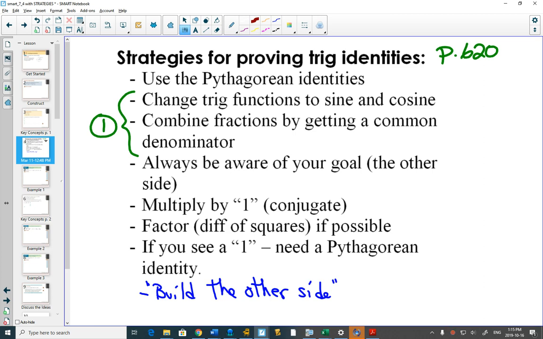That doesn't mean that that strategy is always the best strategy. And sometimes there's faster strategies. And so I've included some other things here that are going to help us. And then we'll look at some proofs where we can use some more of these advanced strategies.